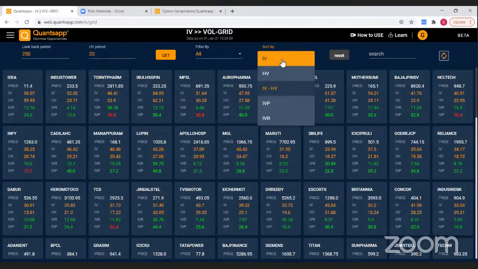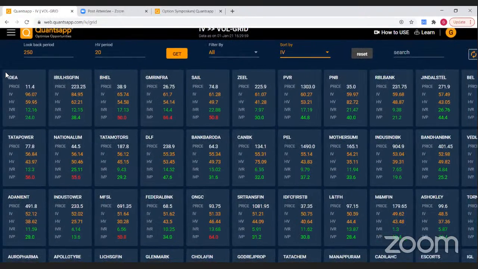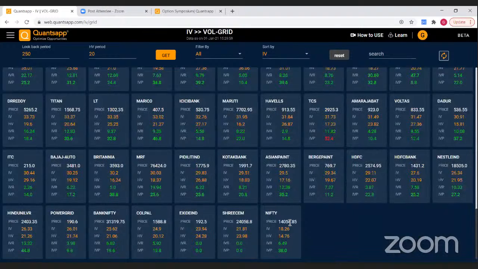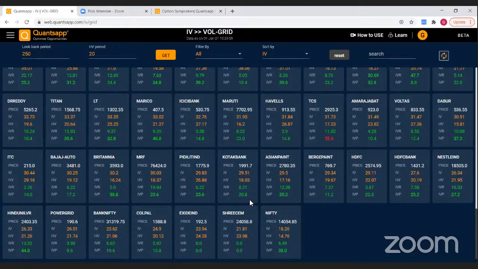So here you can find the stock, sort the stock by IV. If I'm sorting stocks by IV, it gives me the first name as the one which has the highest IV. So Idea at present has the highest IV, followed by iBull, Bale, GMR Infra, Sale, Zeal. If you go down, you can see the IV based on the whole FNO stock, which stock has the highest IV and which stock has the lowest IV.